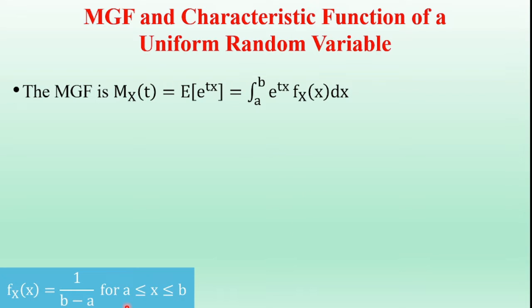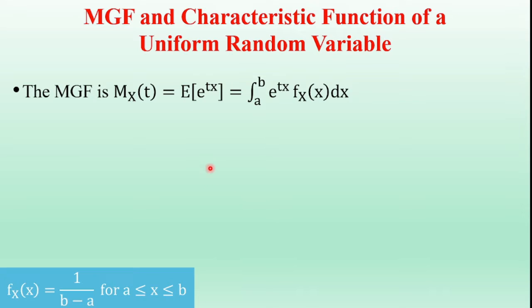In my previous video, we discussed the mean value, mean square value and variance of a uniform random variable. So now in this video, we are going to discuss the moment generating function and characteristic function of a random variable. Here the random variable capital X is the uniform random variable.